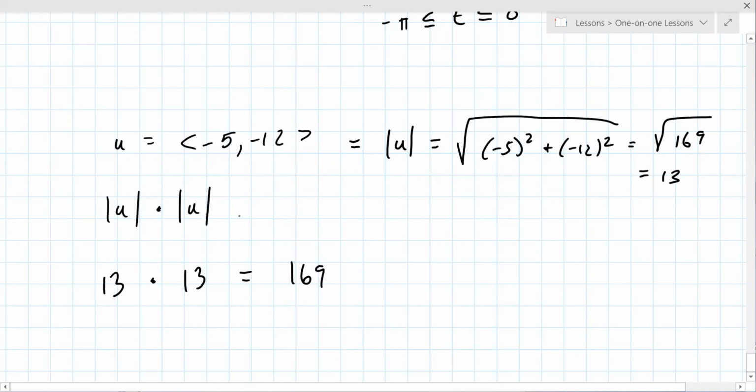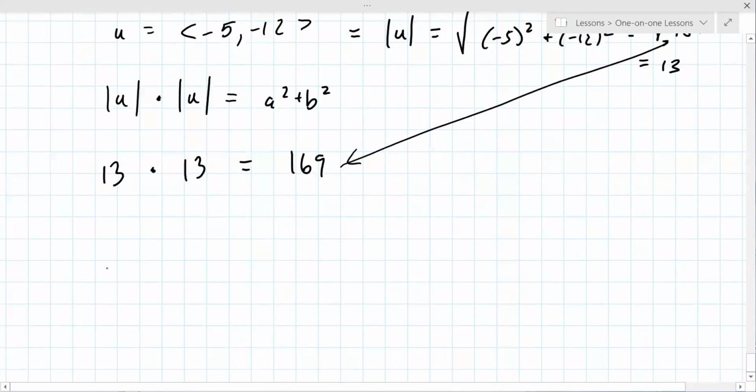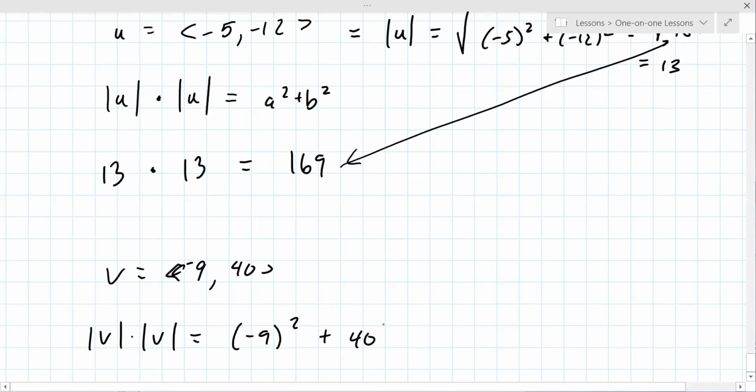So the shortcut here, because that's the number you just saw, is the magnitude of u times the magnitude of u equals a squared plus b squared. And this is a and this is b. Oh, wow, that's so nice. If I tell you that v equals negative 9 comma 40, and I say, what's the magnitude of v times the magnitude of v? You can say, oh, it's negative 9 squared plus 40 squared, and that ends up being 1681.